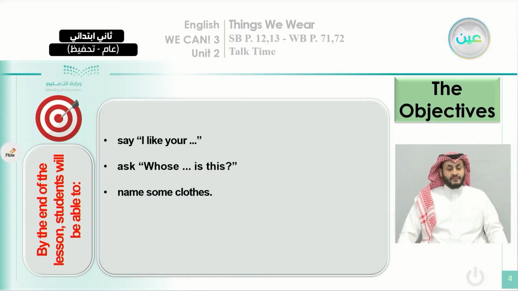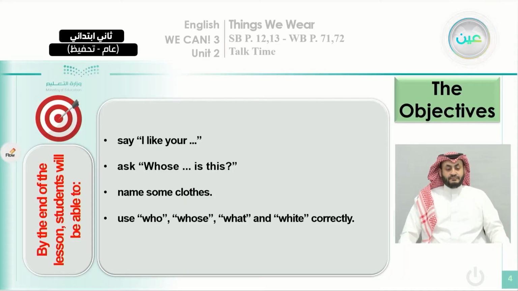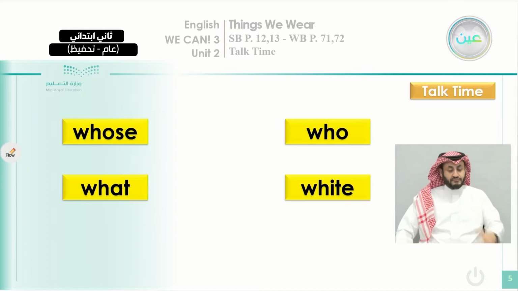Next, the student will be able also to name some clothes and to know what these clothes are. Also, the student will be able to use who, whose, what, and white correctly. And the last objective of today, the student at the end of this class will be able to write O and P on lines.